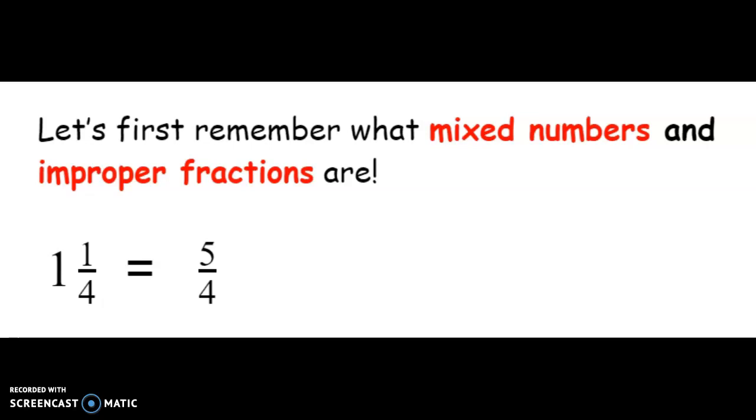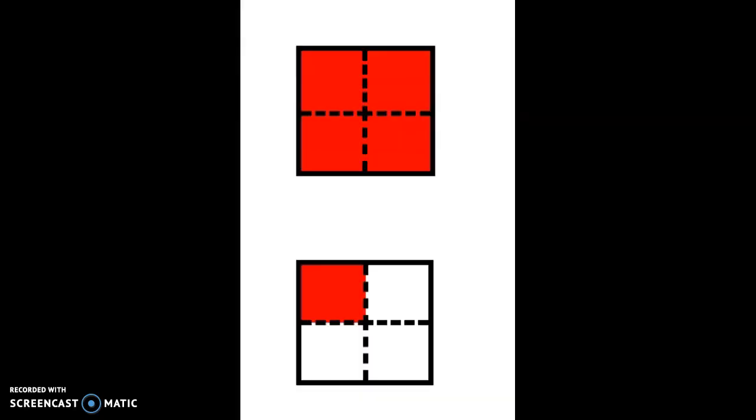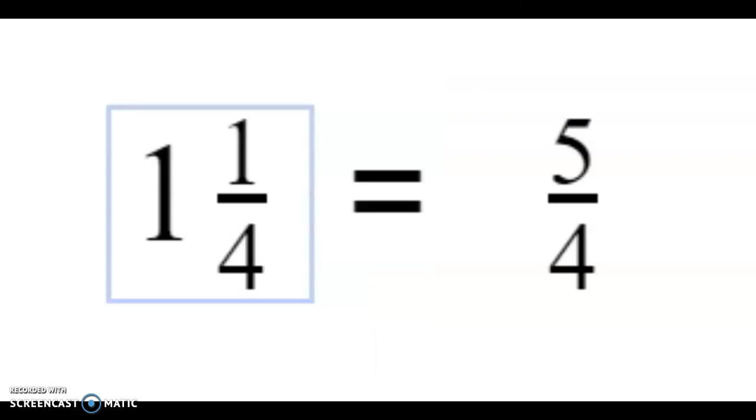Here we have the mixed number 1 and 1/4. We know that it can also be expressed as an improper fraction, 5/4. Let's take a look at what that looks like. We know that 1 and 1/4 is the same thing as 5/4. As we have the visual, we can now take a look at just the numerals to remember how to do that.